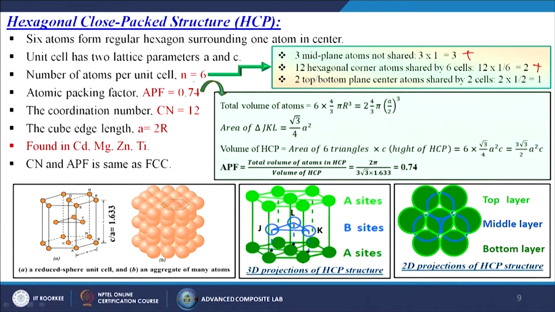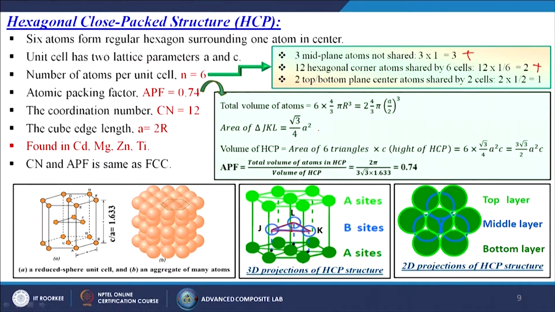Now, how are we going to calculate the atomic packing factor over there? For this you have to see this picture. In this picture you can find that we have gone through these triangle shapes J, K and L. So, for the triangle JKL, the total volume of atoms, what is that? 6 into 4 by 3 pi r cube, which is 2 into 4 by 3 pi into a by 2 whole cube. What is the area of this JKL triangle? It is root over 3 by 4 a square.